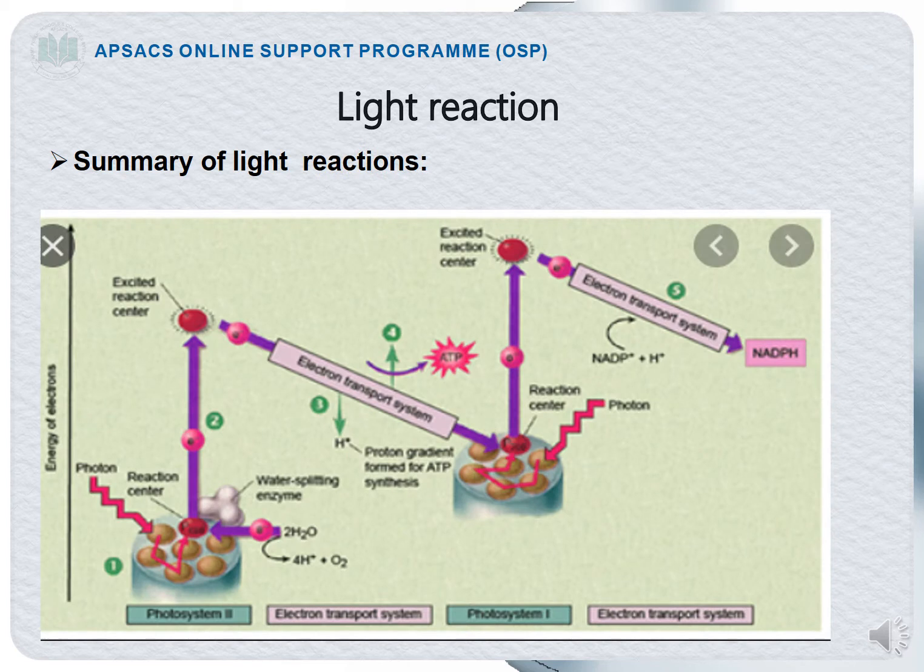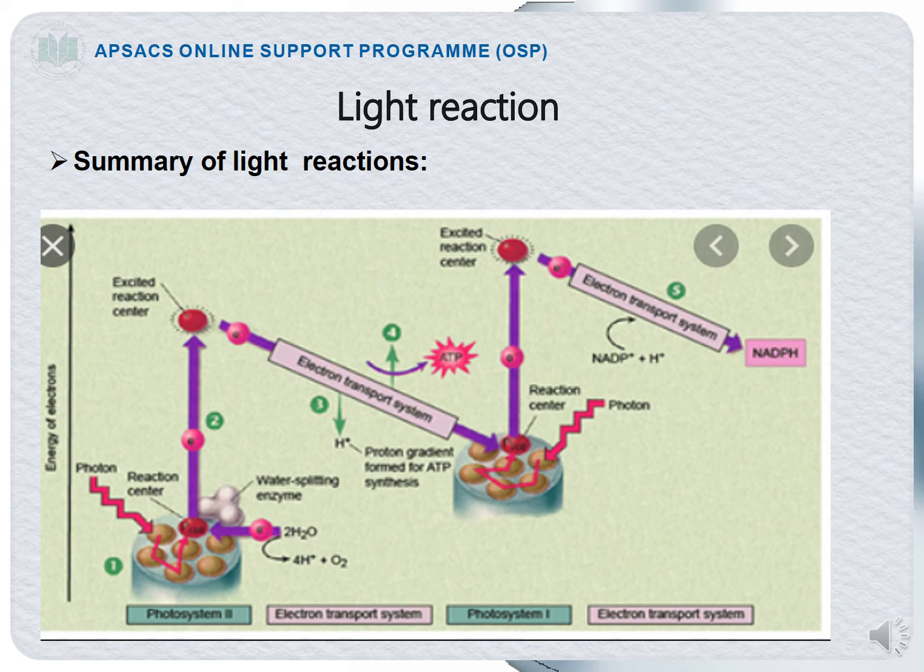You can see the diagram over here. The photons, meaning the light energy, fall on the chlorophyll molecule. So you can see the energy level is increased. The electrons are now excited and are transported to the electron transport chain. When the electrons are transported to the electron transport chain, ATP production takes place.